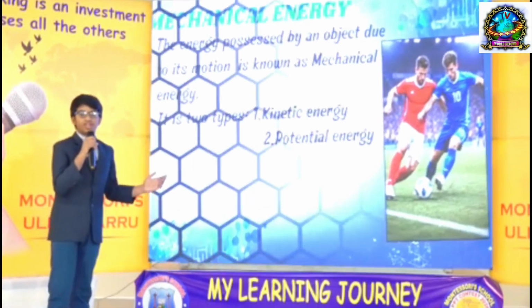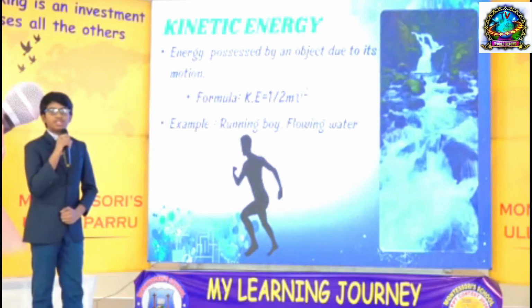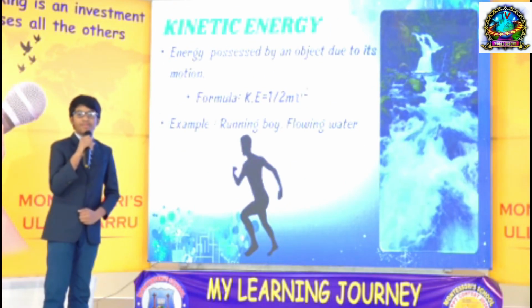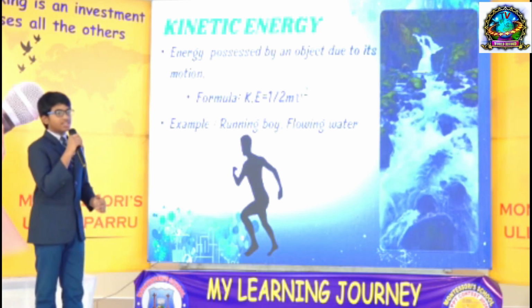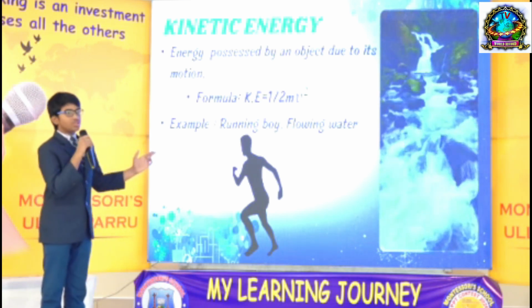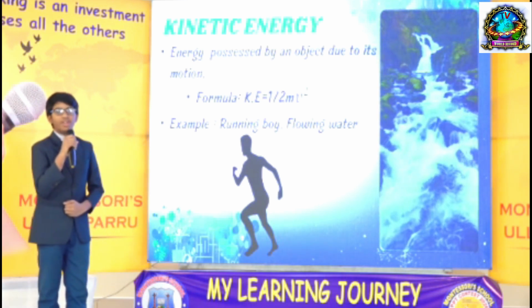Let us discuss kinetic energy. The energy possessed by an object due to its motion is called kinetic energy. It means whenever the object is in motion, it has kinetic energy. Let us discuss its formula. K is equal to half mv square. Here m stands for mass and v stands for velocity.